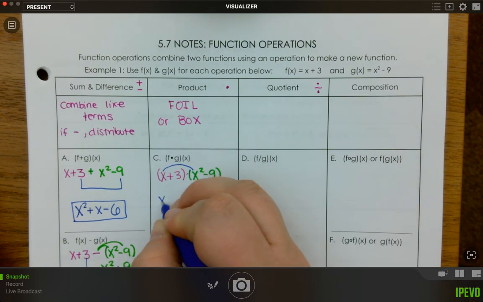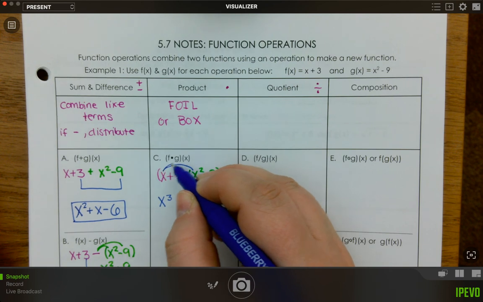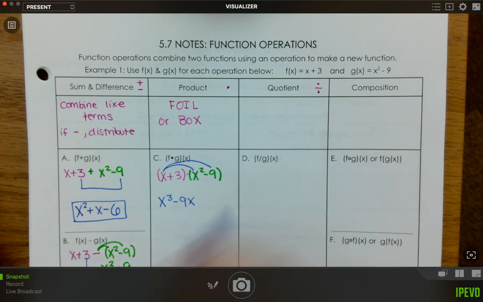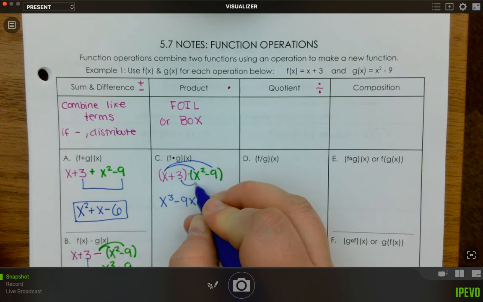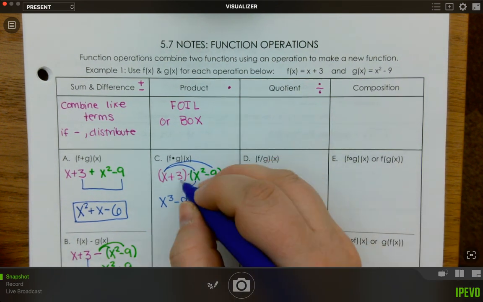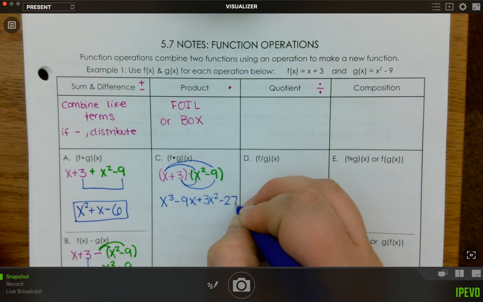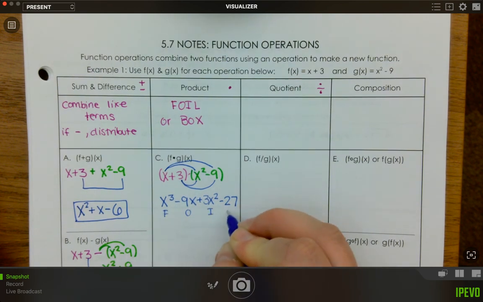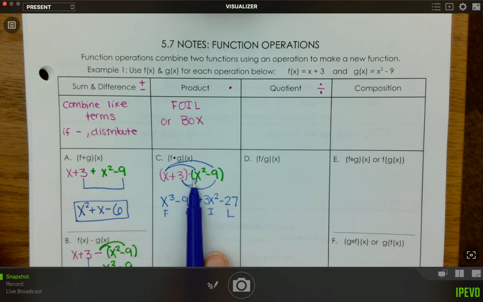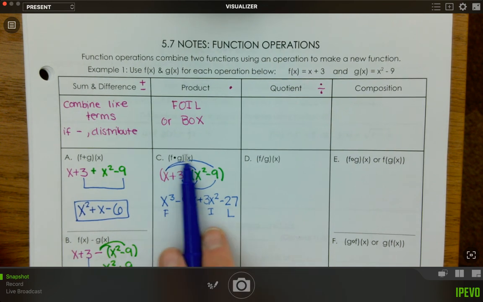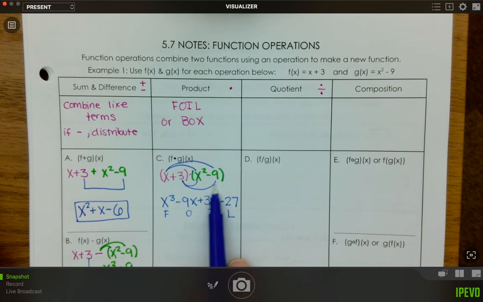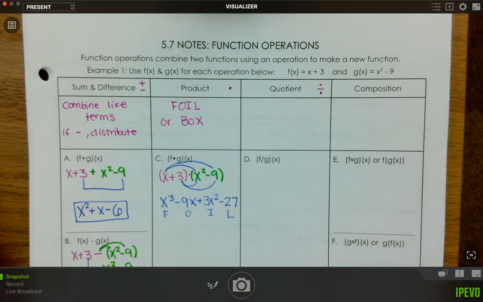X times x squared is x cubed. Outsides, x times negative 9 is negative 9x. Insides, 3 times x squared is 3x squared. And lasts. I think I already said lasts, so I should have said outsides. Sorry. So first one of each parentheses, outsides, insides, lasts. First is the first two. Outside is the outsides. Inside is the inside. And lasts is the last one in each parentheses. If that helps you keep track of it so you don't forget.